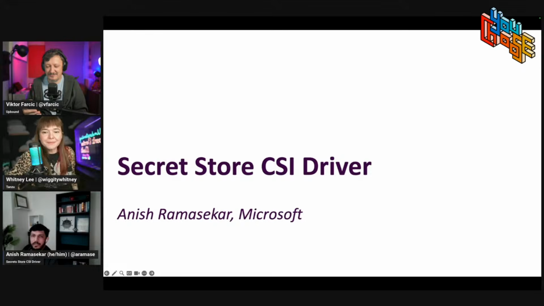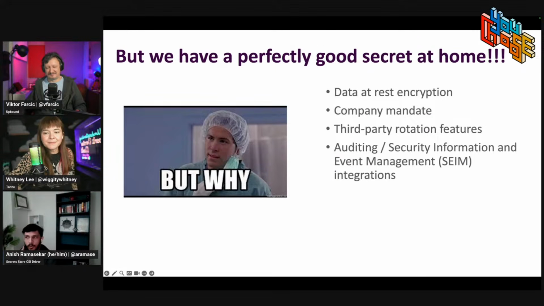Okay, so before we go to the CSI driver motivation, why are we talking about external secret storage when Kubernetes has a perfectly good one built in? First, Kubernetes secrets may not meet your data encryption at rest requirements. By default, data in etcd is base64 encoded, but it's not really encrypted unless you enable a KMS provider to enable encryption at rest. And then depending on your organization, you may have already standardized on a third-party secret solution and need to use that.